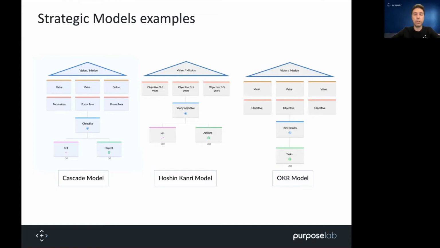If you are familiar with the continuous improvement environment, it is very likely that what you've used in the past is a Hoshin Kanri model. Now, the model that we've chosen, and the model of preference you see on the left of your screen, is the Cascade model.